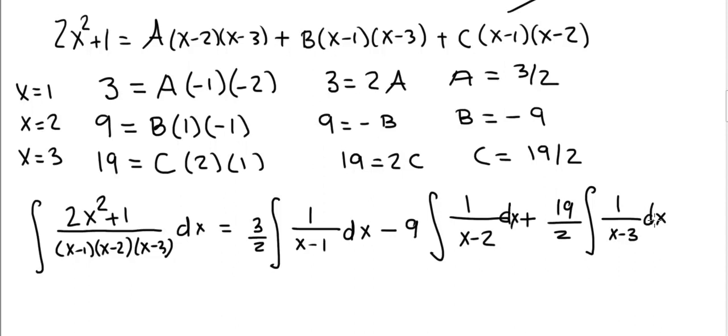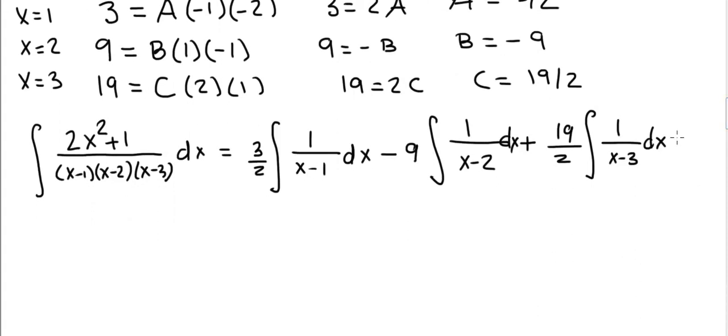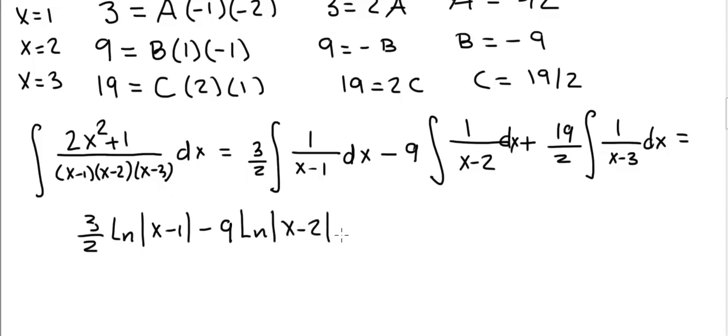And all three of these integrals are just natural logs of the absolute value of the respective denominators. So this is equal to 3/2 natural log of absolute value x minus 1 minus 9 natural log of absolute value of x minus 2 plus 19/2 natural log of absolute value of x minus 3.